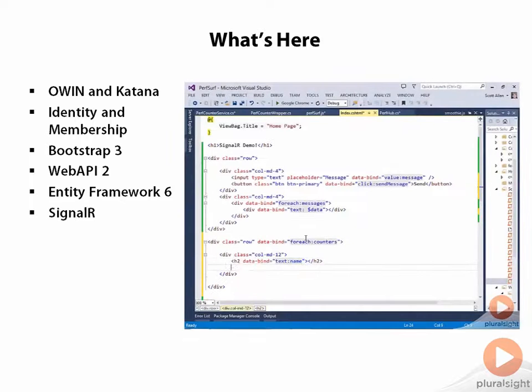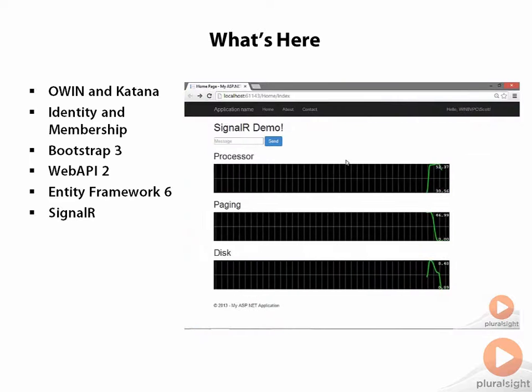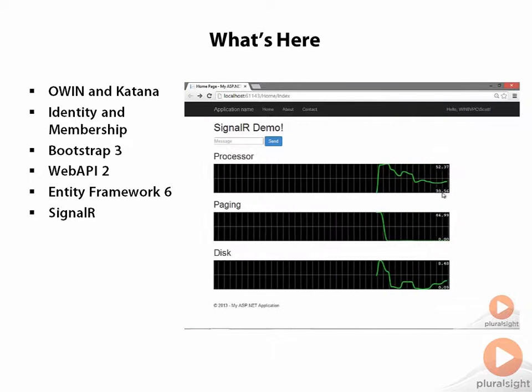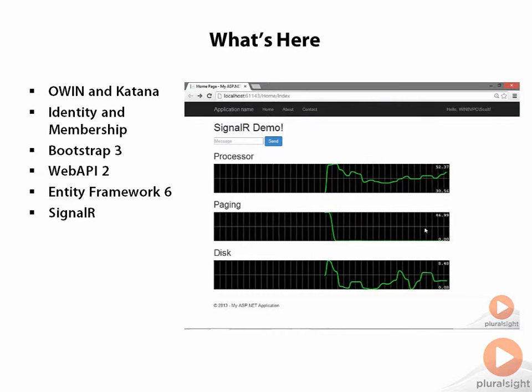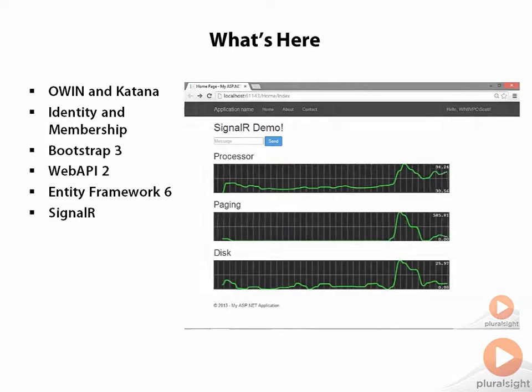SignalR is the topic for the seventh module. SignalR enables real-time communication between a browser and the server, so it opens up all sorts of interesting scenarios that were previously difficult in a web application. In that module, we'll build an application to stream performance counter data to the client and chart the results in real time using Knockout.js and a Canvas-based charting package.